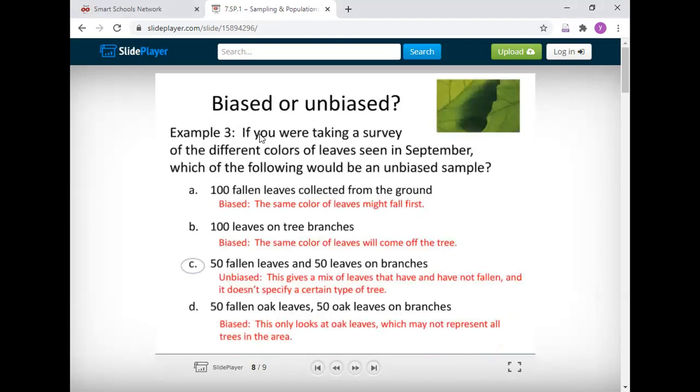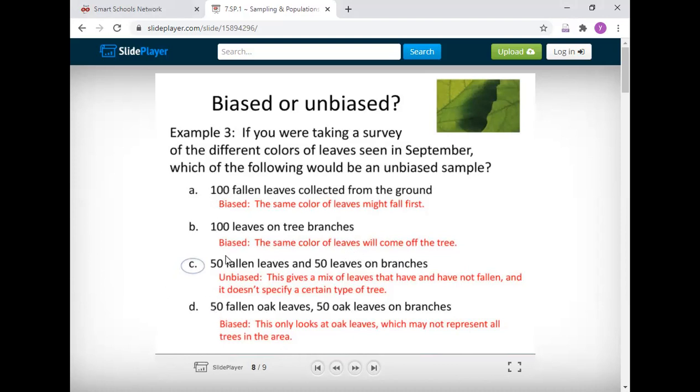Example 3. If you were taking a survey of the different colors of leaves seen in September, which of the following would be an unbiased sample? 100 fallen leaves collected from the ground. Is this one biased or unbiased? For sure biased. Why? Because the same color of leaves might fall first. 100 leaves on 3 branches, biased or unbiased? It will be biased because the same color of the leaves will come off the tree.